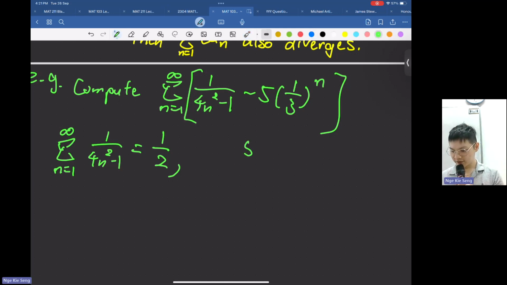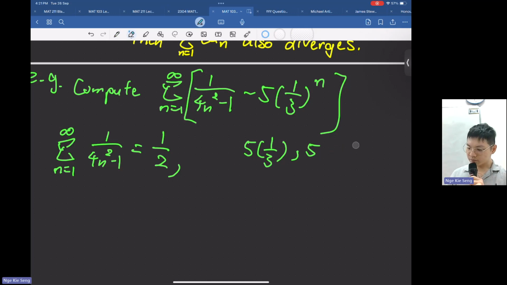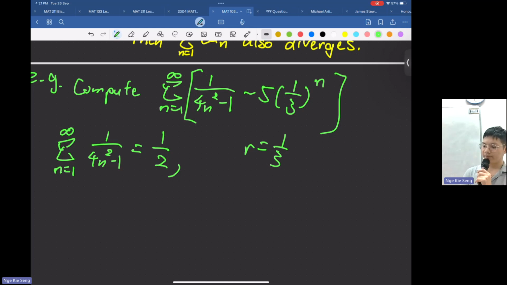Okay, so the first term we have this, and then the second term we have this. Yes, so the second term has a ratio 1/3. So does it diverge or converge? Converge. Why? Because the ratio is less than 1. Okay, good.